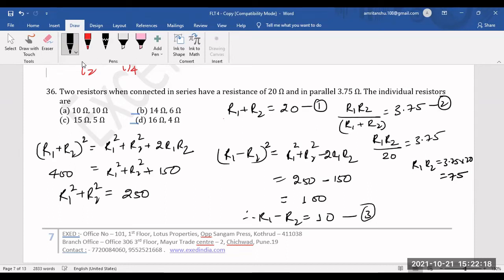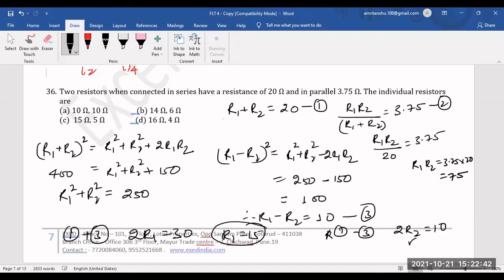And now I can see if I just add 1 and 3, I get 2R1 as 30. So R1 is 15. And when I subtract 1 minus 3, I get 2R2 is equal to 10, so R2 is equal to 5. So the option will be 15 ohms and 5 ohms.